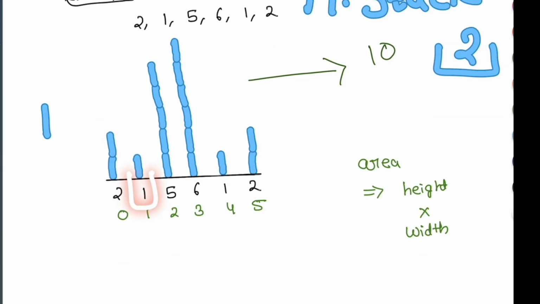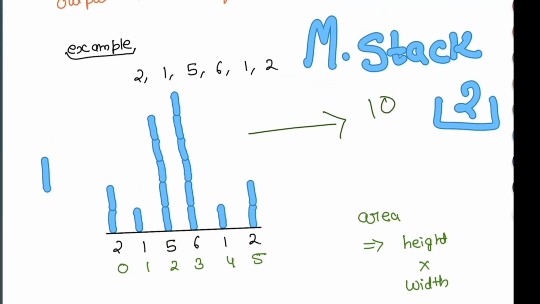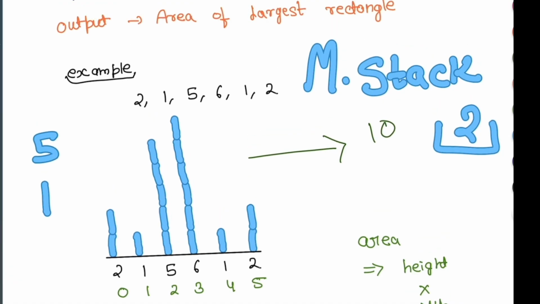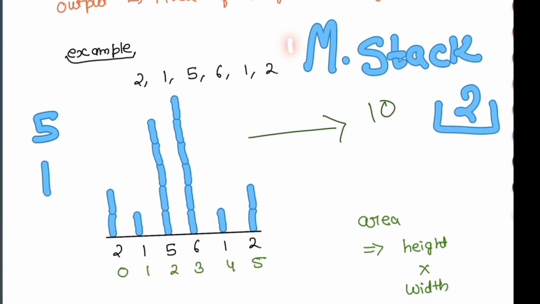I have this in my stack as 1. Let me try to process the next data, which is 5. Alright, 5 is having an increasing height compared to my last data in my stack. So as of now, if I just put the 5 in my stack, then my stack is just increasing stack. Later on, we are going to calculate the value for increasing stack. But as of now, my stack is just increasing.